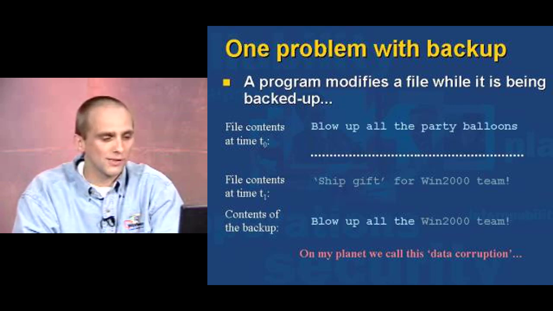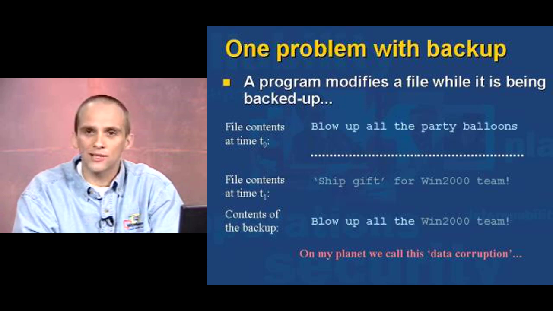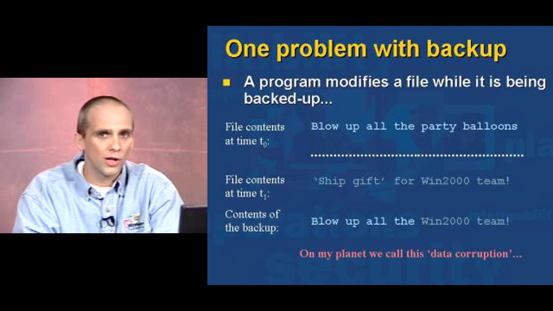In this case, it was the list of what to do when we shipped Windows 2000. Next thing they had to do on the list was provide a ship gift for the Windows 2000 team. They changed their file. The backup trundles on, continues to back up. And so now we have a backup which is neither the original file nor the later file. So unfortunately, we now have an instruction to blow up all the Windows 2000 team. And this would not be good.